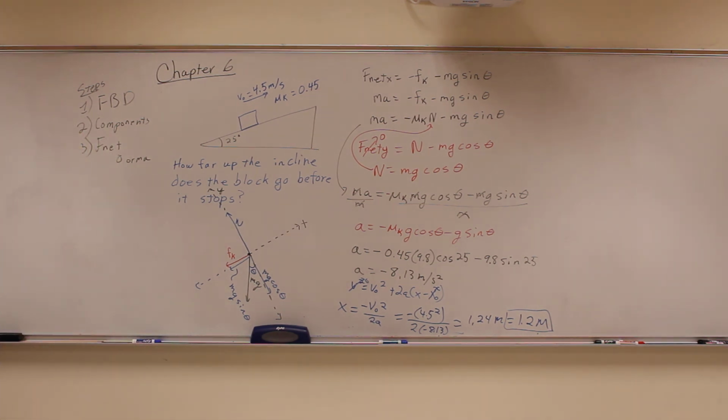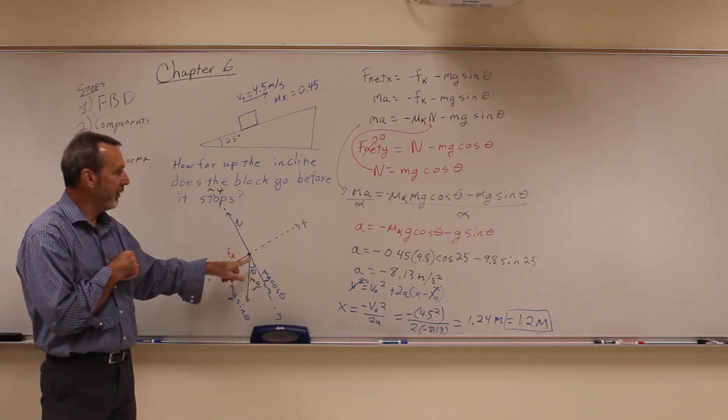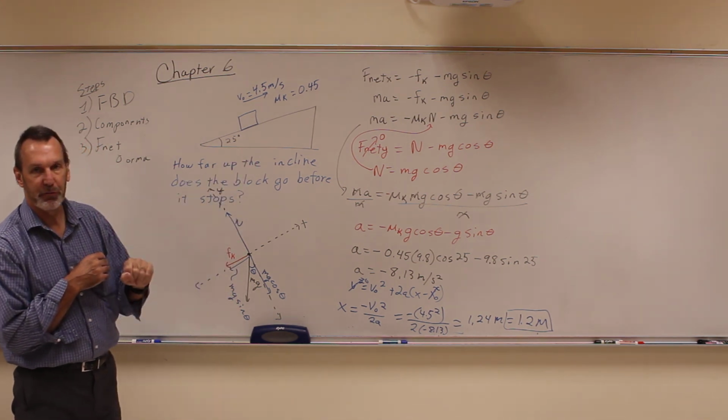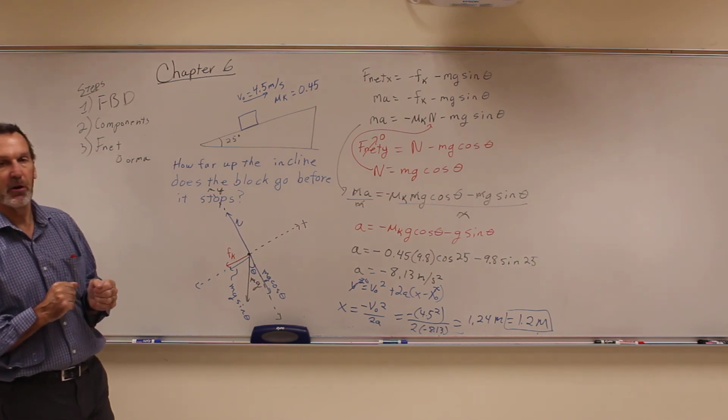All right. The good thing about that example is it shows a problem where you have to use the acceleration, and that you have to do an inclined plane and get components and you have to deal with friction. So this is a good example to show the things that we need, all the different parts we need to know for chapter 6.